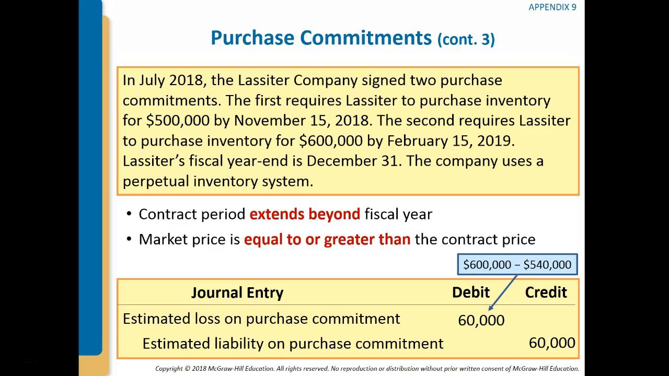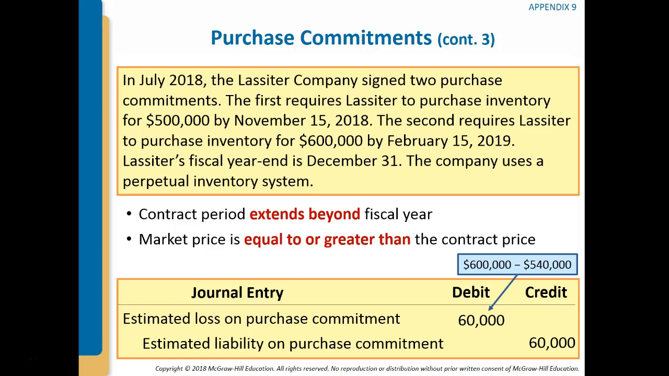The objective is to associate the loss with the period in which the price declines, rather than the period in which the company eventually sells the inventory. Let's say the year-end market price of the inventory for Lassiter's second purchase commitment is $540,000. The entry shown here is recorded.